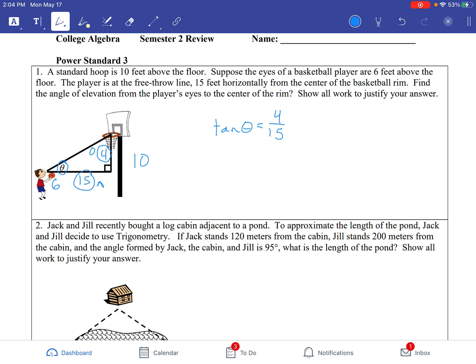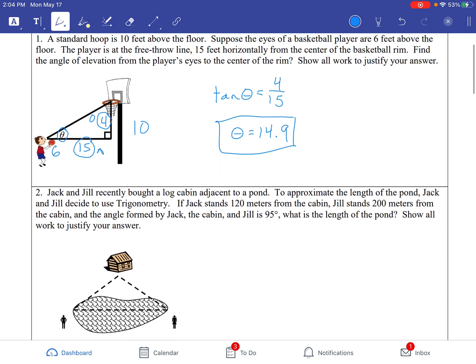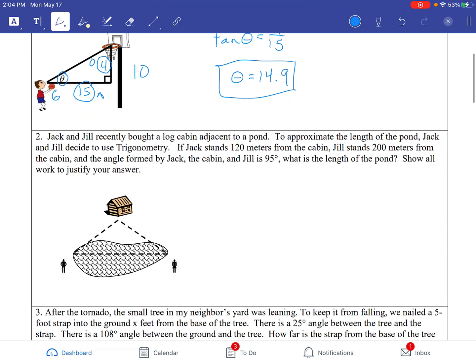Okay, if we want to solve this, we're going to do the inverse tangent on a calculator of 4 divided by 15, which will give us 14.9. Okay, make sure your calculator is in degree mode and not radians if you don't get 14.9. So Jack and Jill recently bought a log cabin adjacent to a pond. We're trying to find the length of the pond.